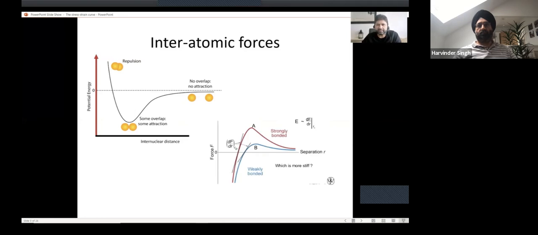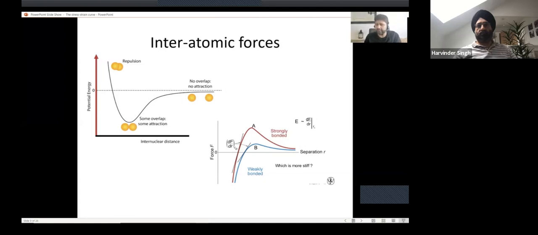So if we express this curve in the opposite way, where rather than potential energy we look at the force of the bonding, we can see that as the interatomic separation increases, the force of bonding is very low. It's almost negative whilst there's repulsion, but then there's a point where the bonding force is optimized because of the distance between the atoms, after which, as you separate the atoms, the force decreases.